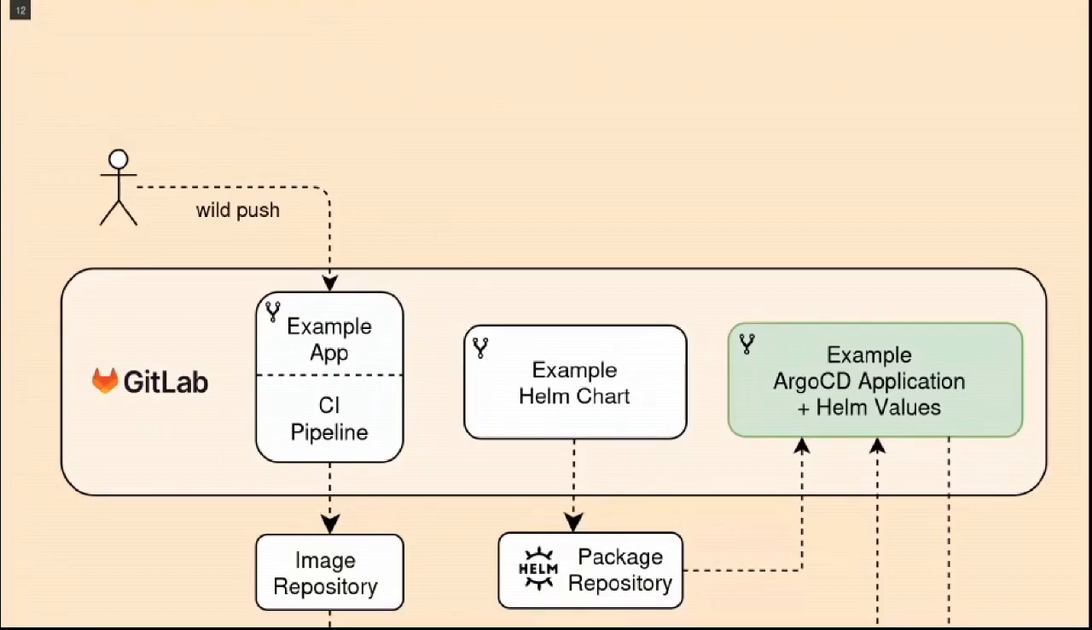Yeah, I was prepared to say it's green, but it doesn't look very green here. Okay, so it's this green repository. And it contains the ArgoCD application, referring to the Helm chart and also to the image. And there are also the Helm values. This is basically how our GitLab looks, but how does it get deployed?